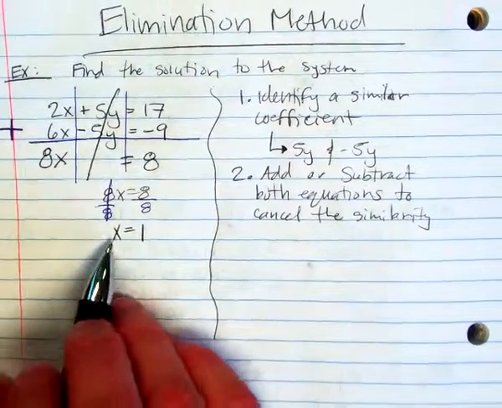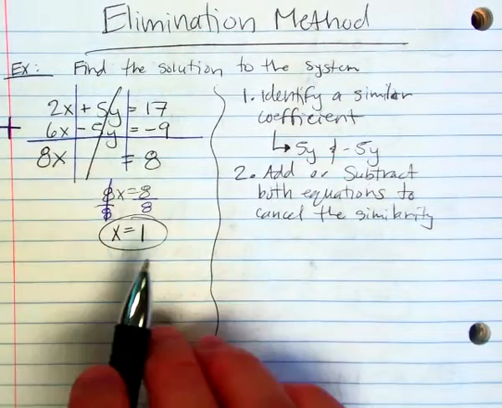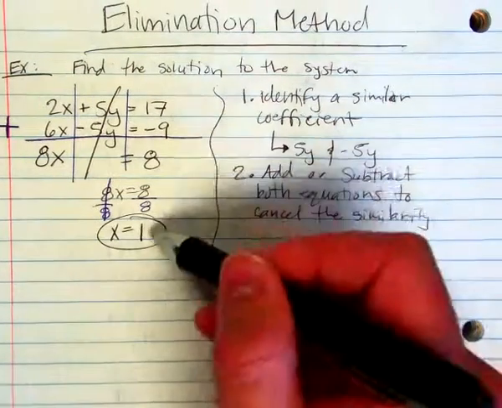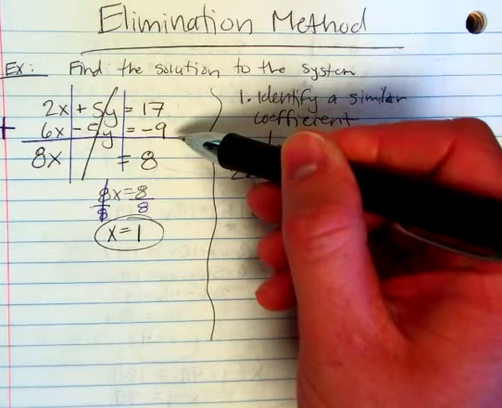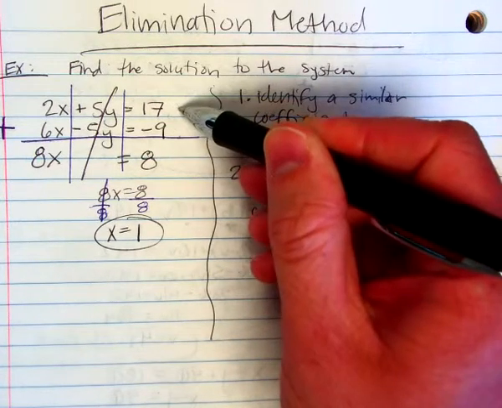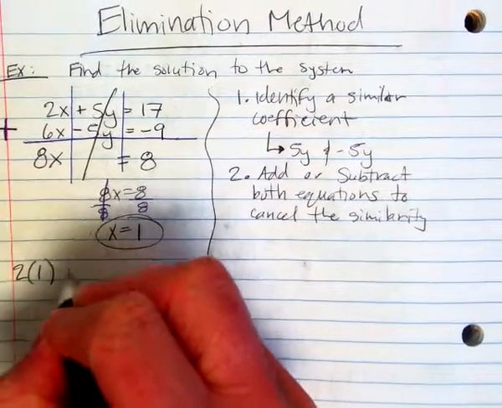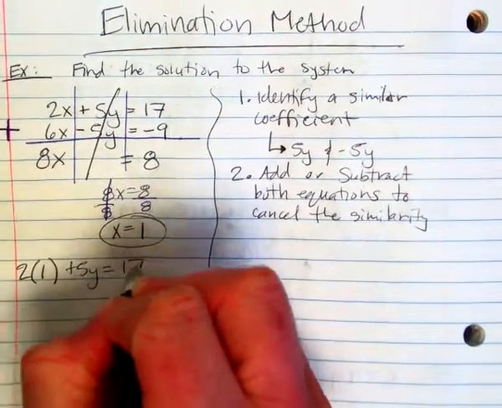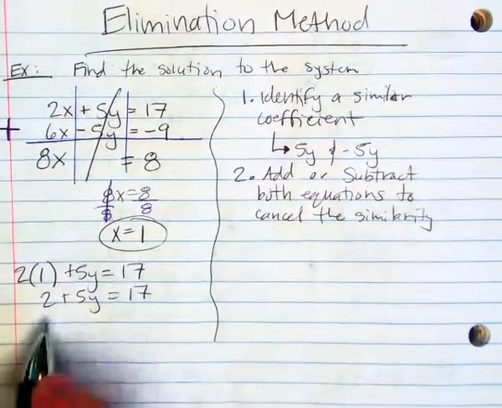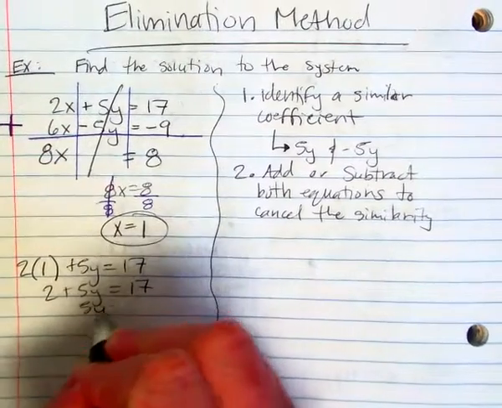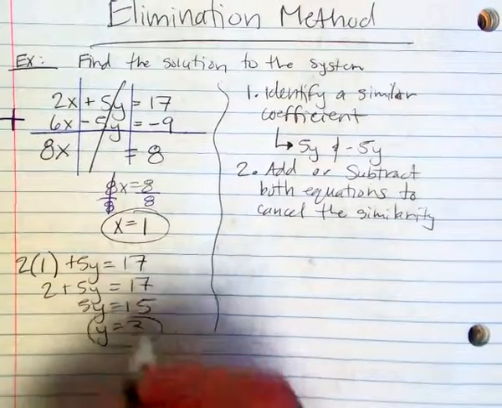Now that I know that x equals 1, just like we did in substitution method, the rest is the same. I can plug it back into either one of these equations. It does not matter which one. I'm going to go ahead and plug it into the first equation. So it's going to say 2, and instead of x, I'm plugging in a 1, plus 5y equals 17. So 2 plus 5y equals 17. Subtract the 2. 5y equals 15. Divide by 5. Y equals 3.